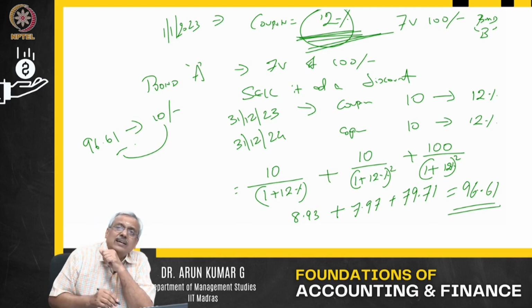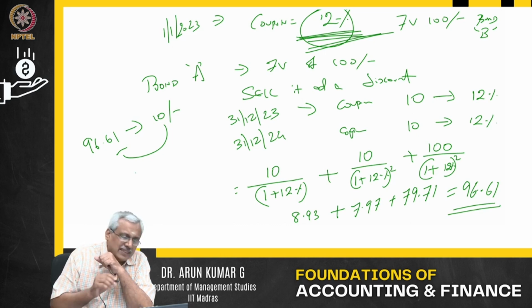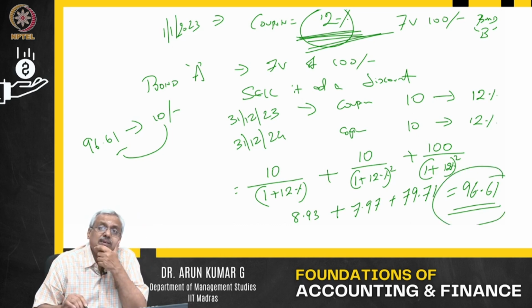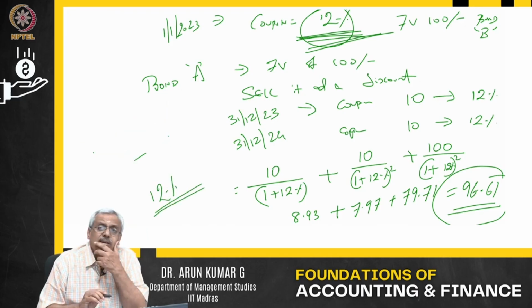96.61, I am getting $10. So as a percentage, how much is it? 100 into 10 divided by 96.61. So if you buy this bond at 96.61, then for 2 years consistently, including the discounted value of the face value, what you are going to get and everything, your return is going to be about 12%.